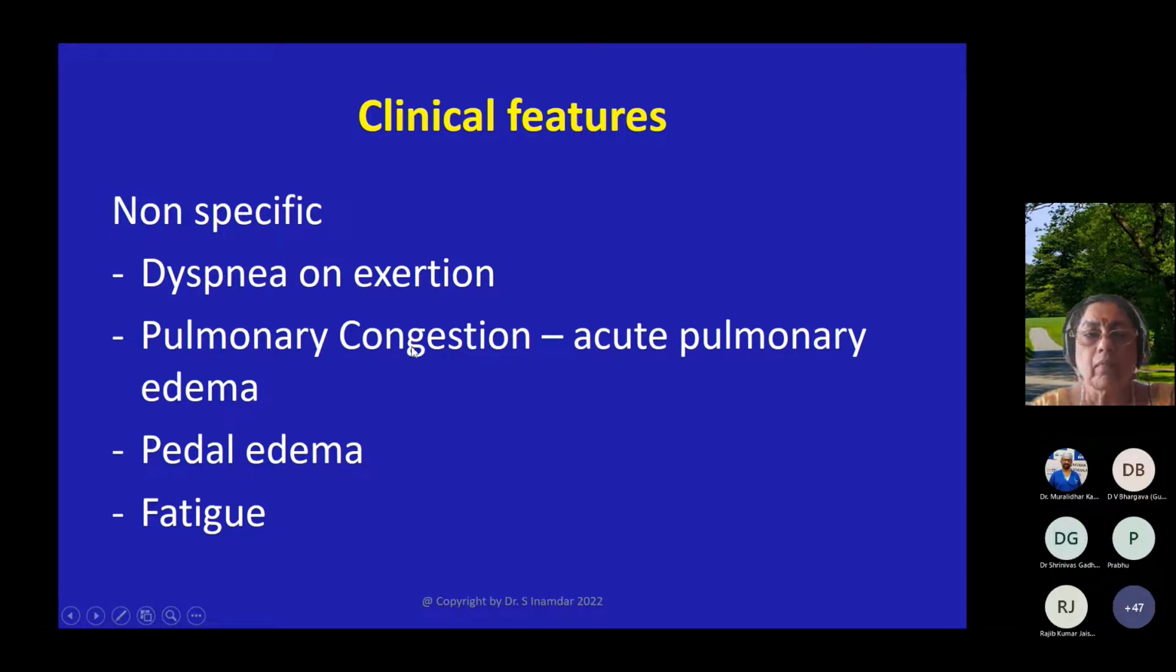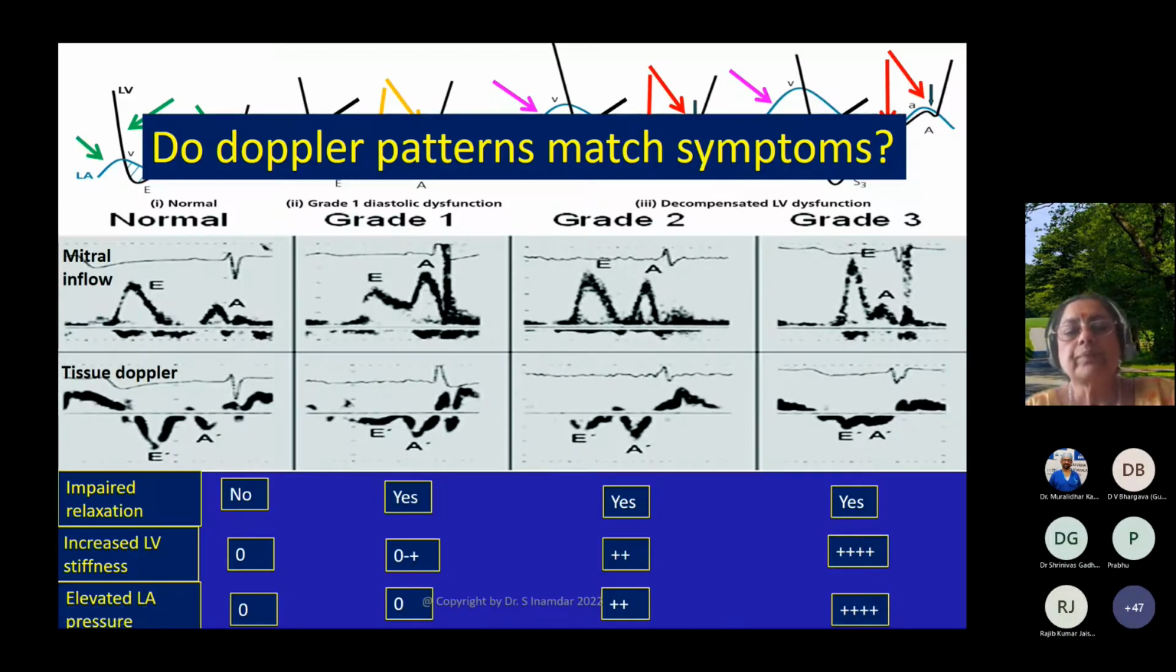Dyspnea on exertion, pulmonary congestion, up to acute pulmonary edema, it's a range, pedal edema, fatigue because of right heart problem. So it is very difficult to diagnose based on symptoms alone. This is a very important concept: do Doppler patterns match with the patient symptoms?